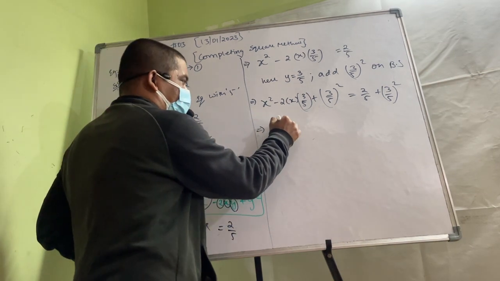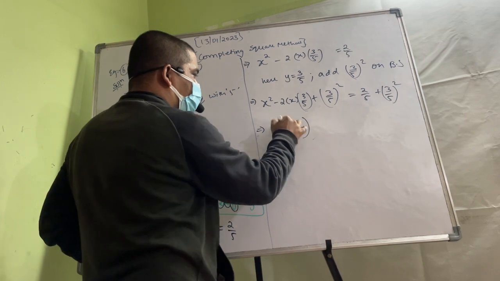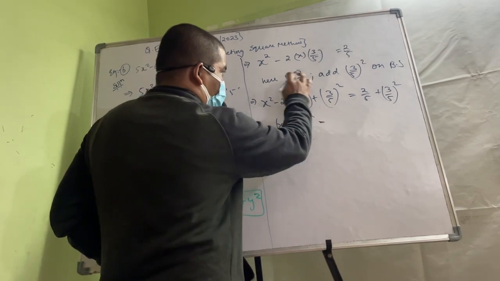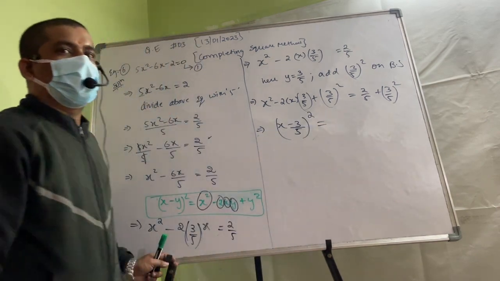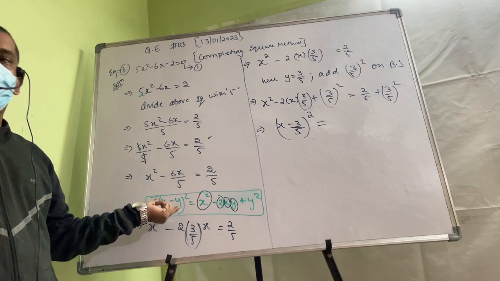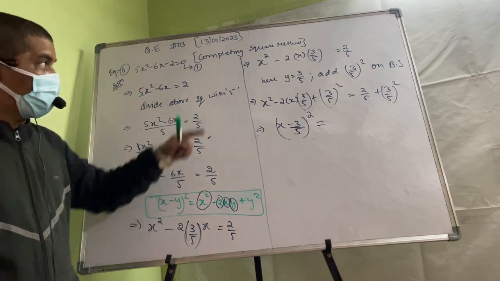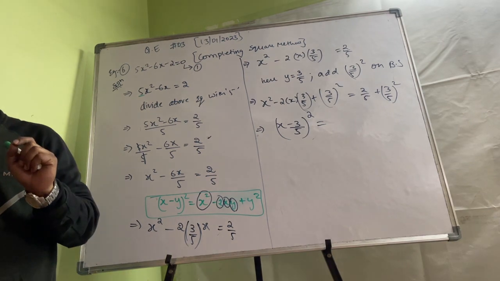So x is x only, y is 3 by 5. So this whole thing I wrote as (x minus y) whole square. Understood? This now I have converted in this form. To do this, we have to do all this to get this step. Is it clear, everyone? Right?